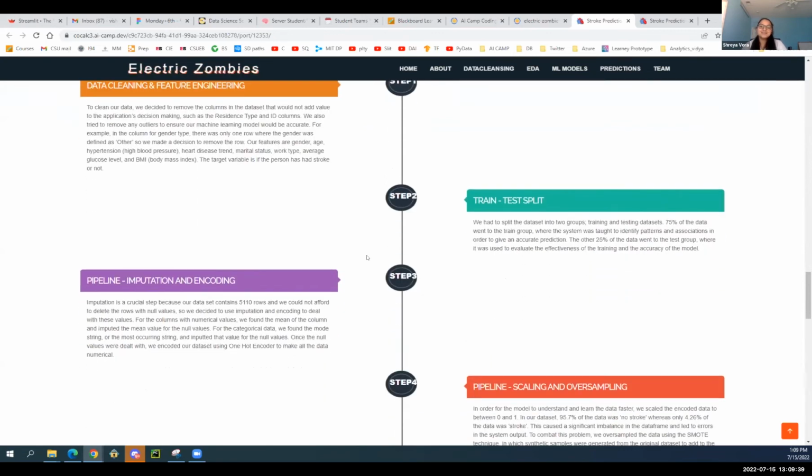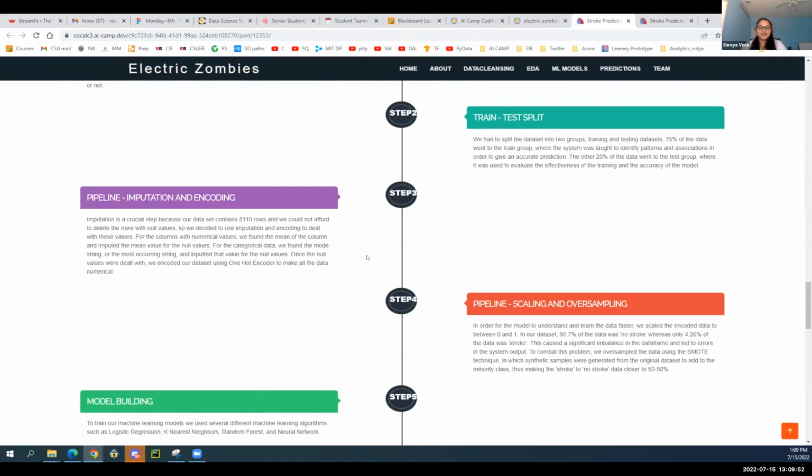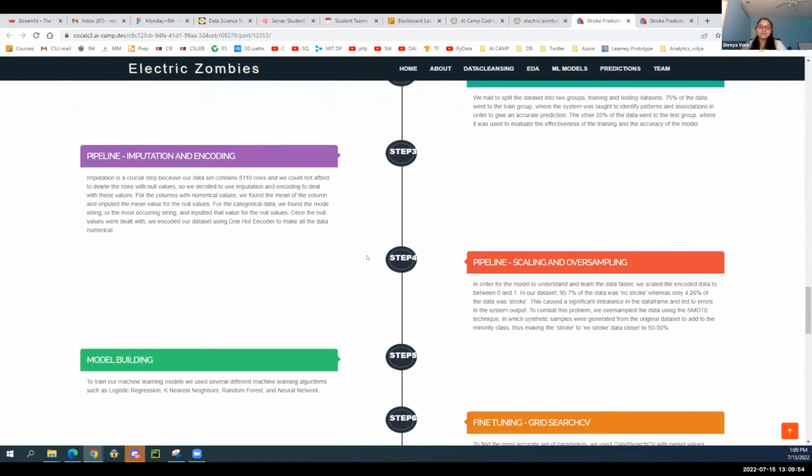The second step is splitting the data set into training and testing data. 75% of our data is training, and 25% of the data set is used for testing the model. The third step is imputation and encoding, where for the numerical columns, we imputed the mean of the column for the null values, and for categorical columns, we imputed the mode of the column for the null values. Then we one-hot encoded the data set so that all the values are numeric.